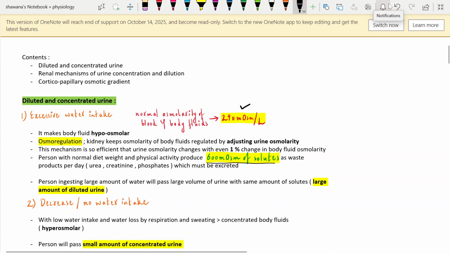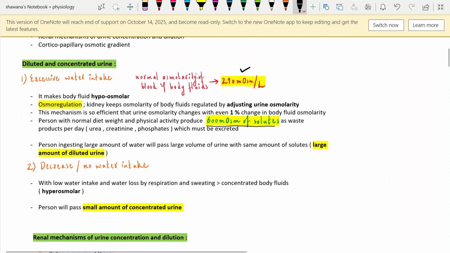And today we are going to discuss the concentration and dilution processes of the urine. And in this lecture we are going to discuss a bunch of details regarding this process.